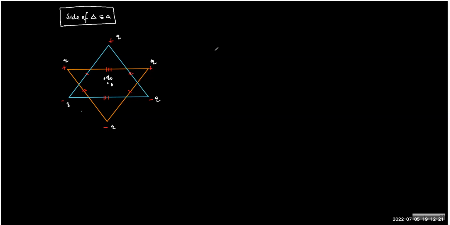Can you find the net force on Q naught? Oh, it looks weird. Q naught. Fine. I think I made the ostrich anyway. Nevertheless.